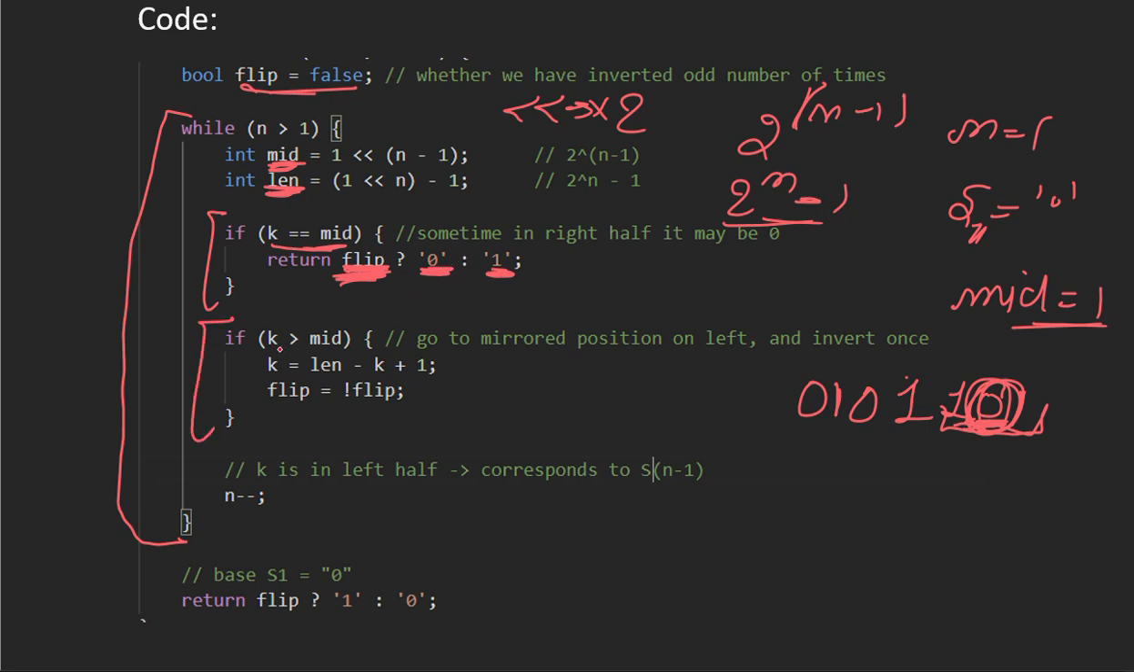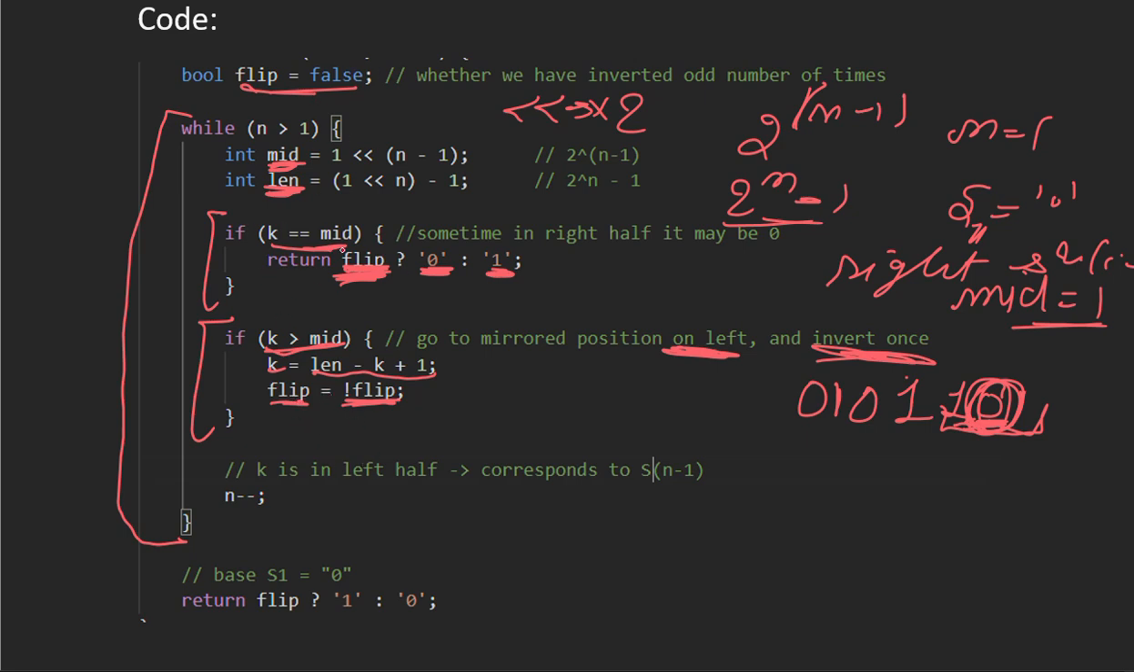The second case is if k is greater than mid. If k is greater than mid, that means we have to go to the mirrored position of k on the left part, and we have to invert the bit once, because the right part is the reverse of the invert, right? So our new k is equal to length minus k plus 1, and we set the flip bit as the negation of the previous bit. So suppose if the previous flip bit is false, then now it will become true, and previously if it is true, then it will become false.